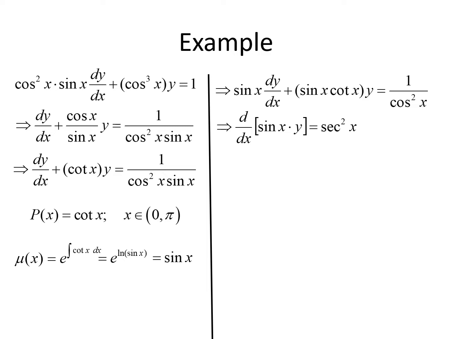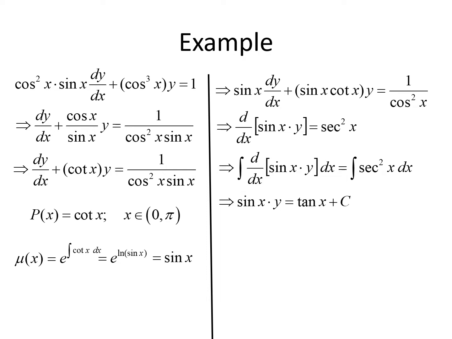Now that we've simplified, we can integrate both sides. And when we take those integrals, we're going to get sine of x times y on the left-hand side. And the integral of secant squared is just going to be tangent. So we get tangent x plus c on the right.